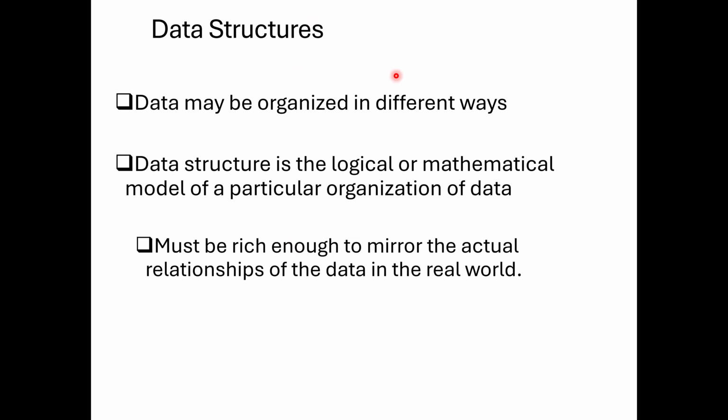So it says data may be organized in different ways. And yes, we organize data in many different ways. But when we organize data, it says a data structure is the logical or mathematical model of a particular organization of data, and it must be rich enough to mirror the actual relationships of the data in the real world.